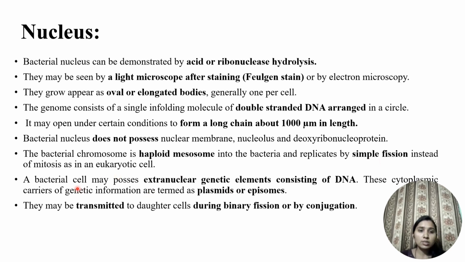Okay, so these bacterial cells possess extra-nuclear genetic elements that consist of DNA. That extra-chromosomal DNA we call a plasmid, and the alternate name of plasmid is episome. They may be transmitted to the daughter cell. When a bacterial cell divides by binary fission, converting into two, the plasmid is transmitted to the daughter cell during binary fission and by the conjugation process. Okay.